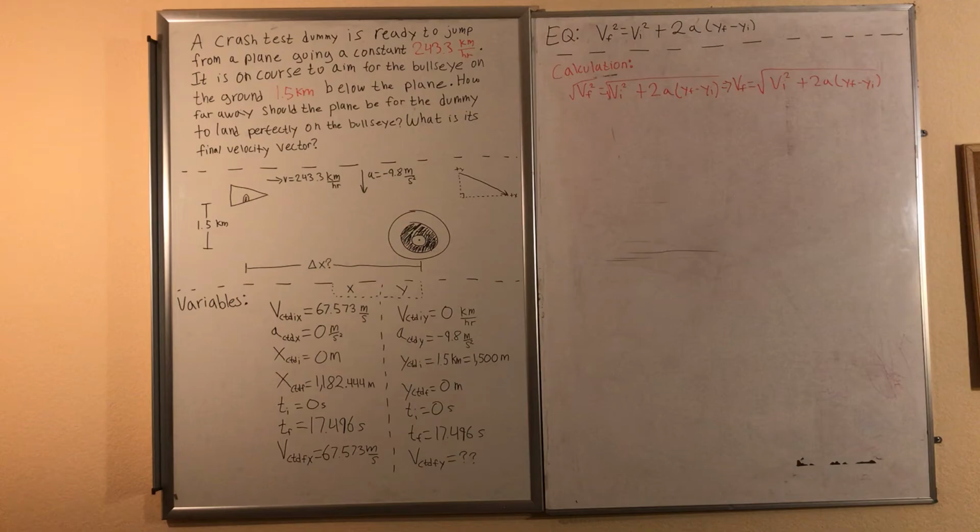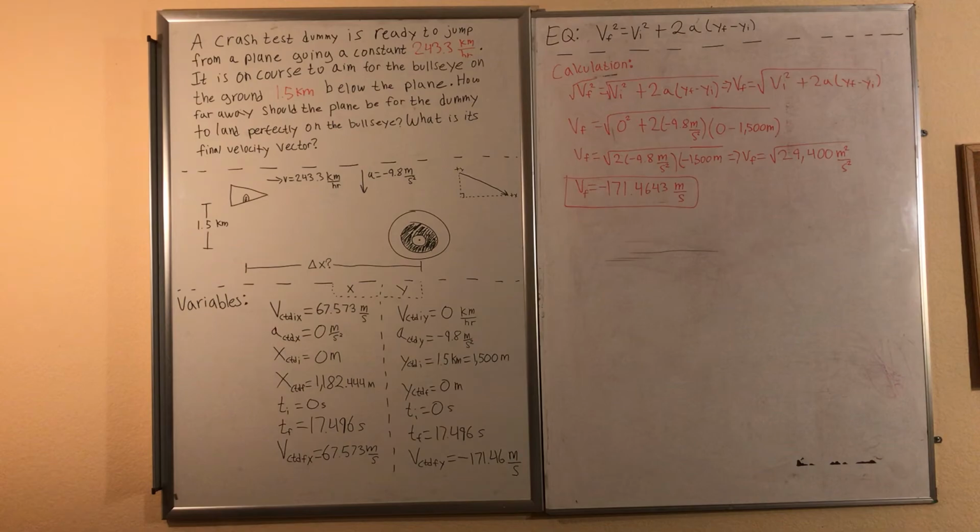Let's plug in numbers to get velocity final equals square root of 0 squared plus 2 times negative 9.8 meters per second squared times 0 minus 1,500 meters. This equals square root of 2 times negative 9.8 meters per second squared times negative 1,500 meters. This calculates to square root of 29,400 meters squared over second squared, which gives the final velocity in y direction to be negative 171.4643 meters per second. Let's write that in for the velocity final of y.